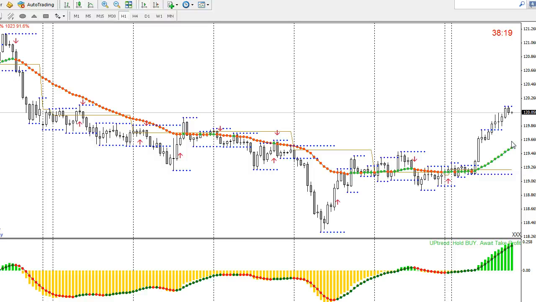Pretty short today because there's not really much to talk about. We already talked about it, and the level seems to be quite clear.